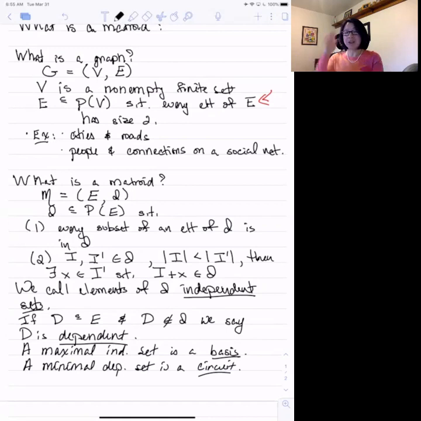Graphs, where for a graph, the E is the edge set of the graph, and the independent sets will be sets without cycles, okay? And in rigidity, the E is again the edges of a graph, and the independent sets are going to be the (2,3)-sparse subgraphs.